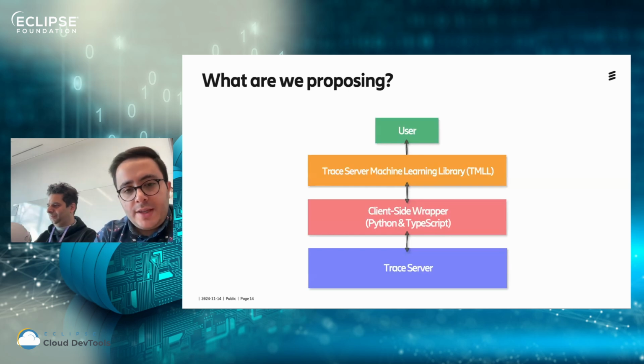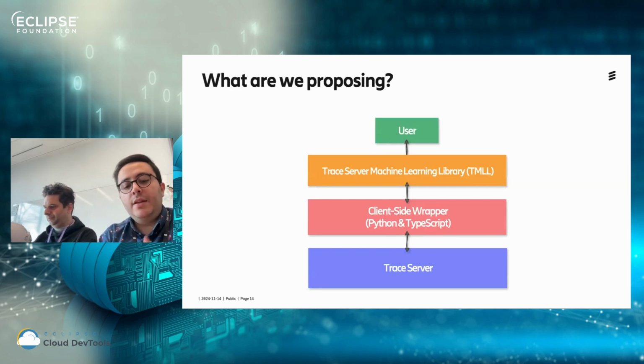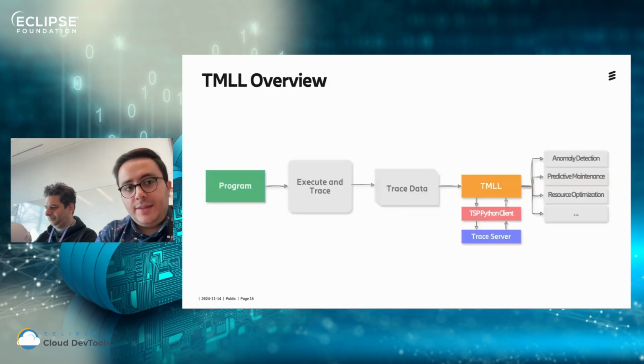So what we are proposing is that we add a middleware layer called TMLL between the user and the wrapper. So I'm a user, I import my traces into TMLL. It applies its own data pre-processing, gives it to the trace server, comes back, and applies its own machine learning techniques. It can be anything. I will show some primitive results afterwards. And then it can give me, as a user, some interpretations, visualizations, and values. And this is the overview.